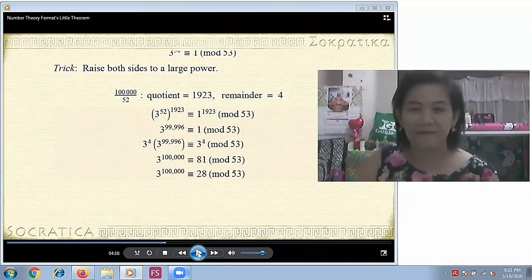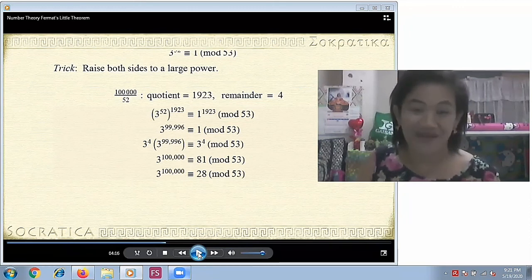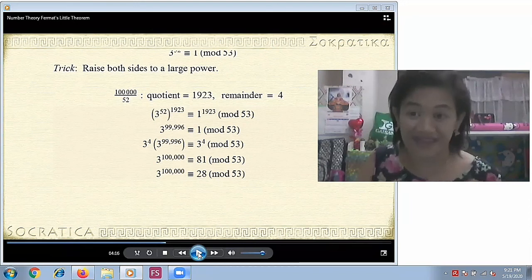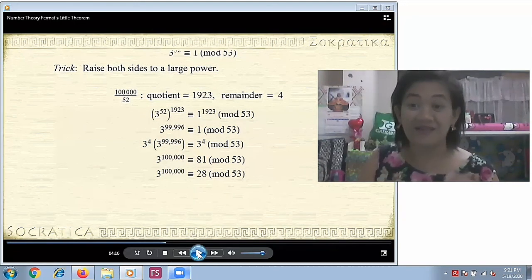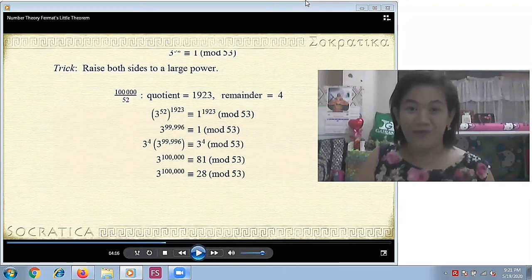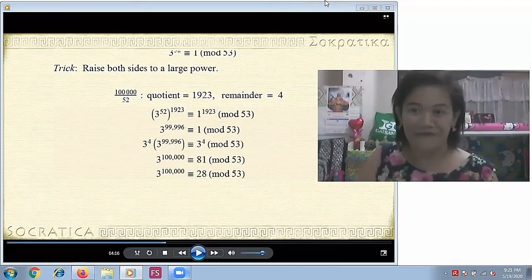When you simplify 3 raised to 100,000 and divide it by 53, that will yield 28 as its remainder. That's it, the Fermat little theorem. So we will now have the proof of the Fermat little theorem.